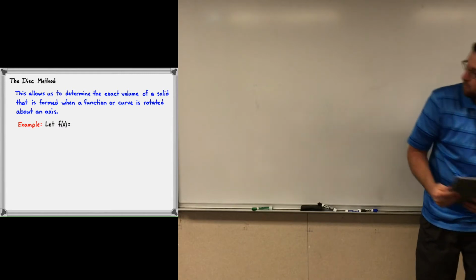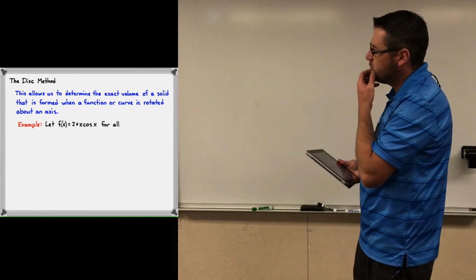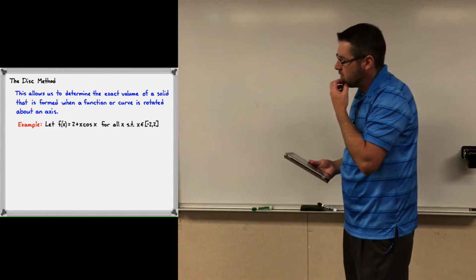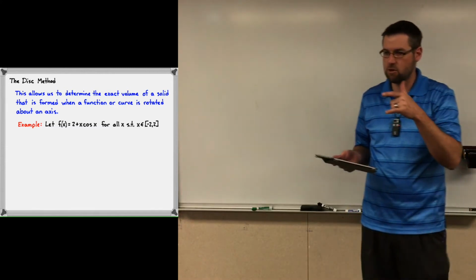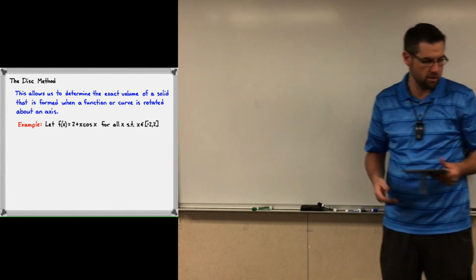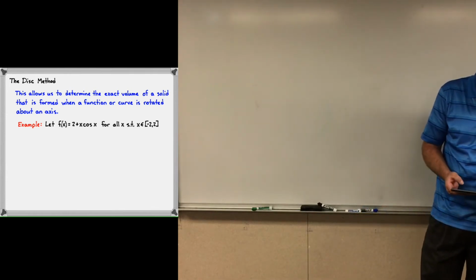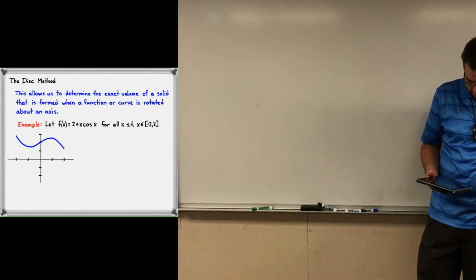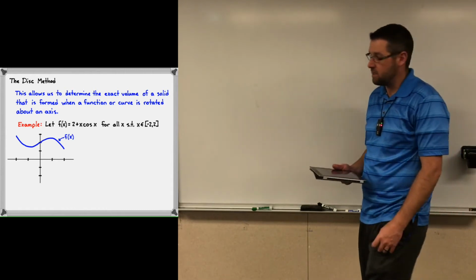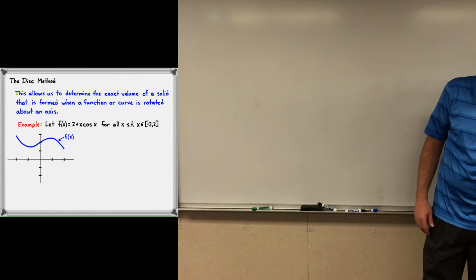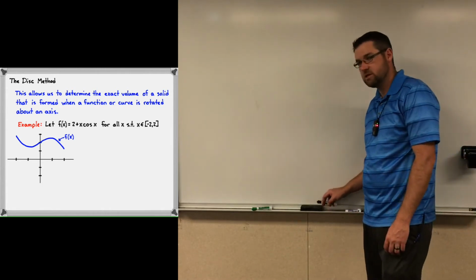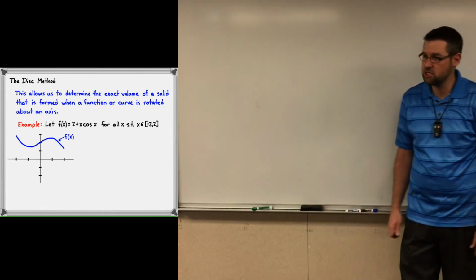Let's take a look at an example. Let's say we've got 2 plus x cosine of x, and we're looking at the domain between -2 and 2. Go ahead and graph it in your calculator just so you have something to work with. Okay. You should get something like this. What's ST? Nobody knows what ST is? Such that? It's such that.